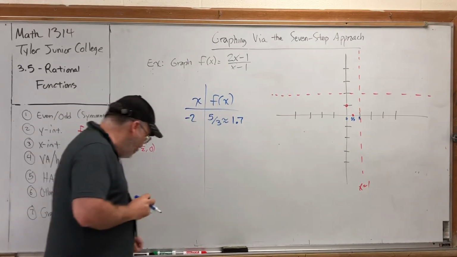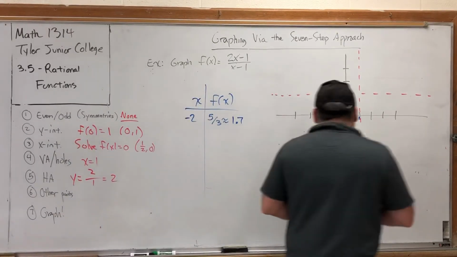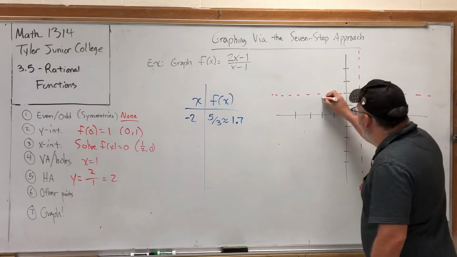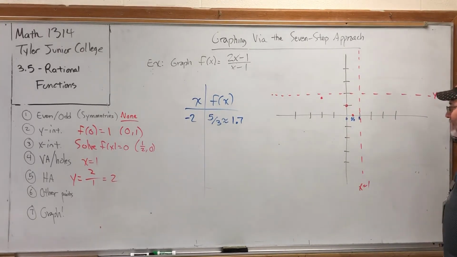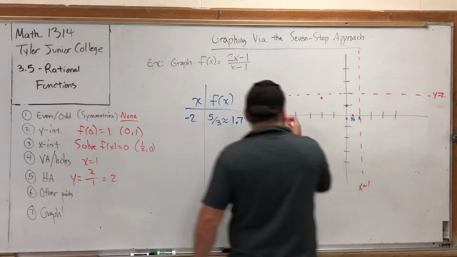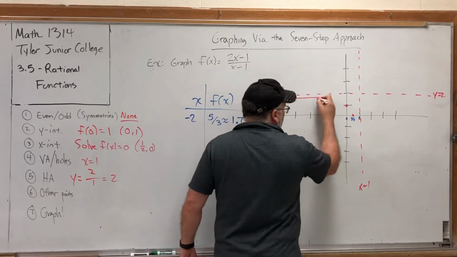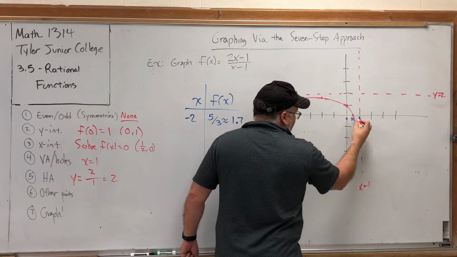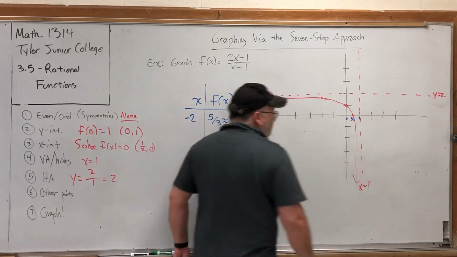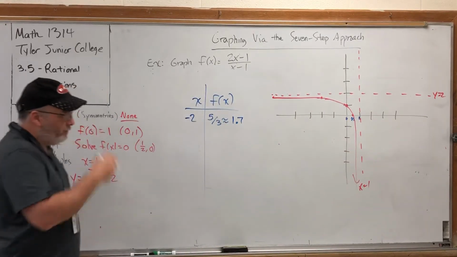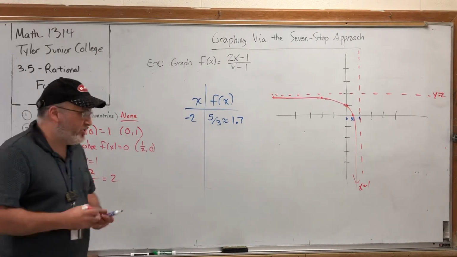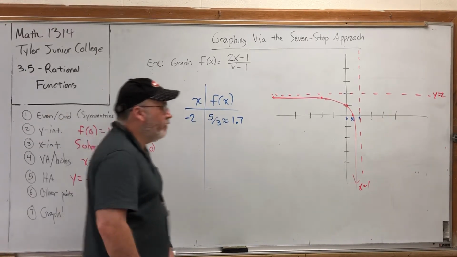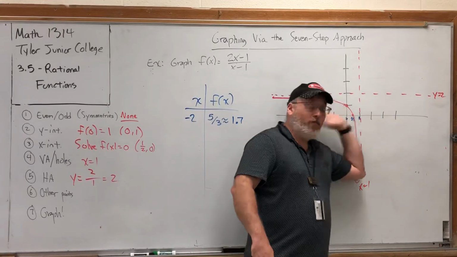So back 2, up 1.7. Back 2, up 1.7 is about there. Remember, this line is y equals 2. At this point, I feel confident enough that I can just connect these 3 dots and work around the asymptotes. And now, I need evidence to see what happens on the other side of the vertical asymptote. So I need to know things about x to the right of 1.